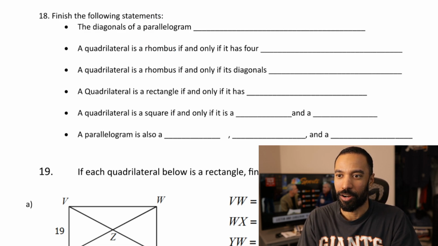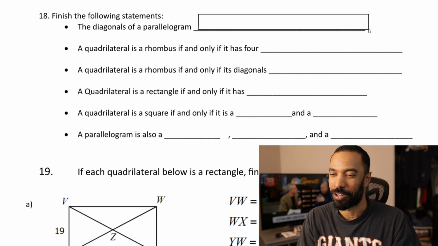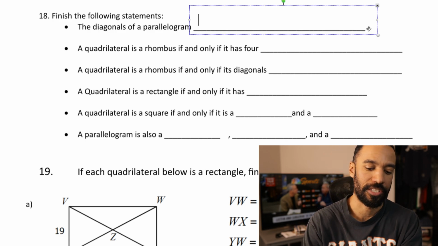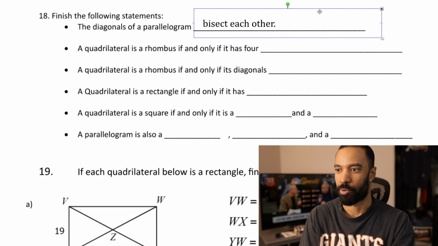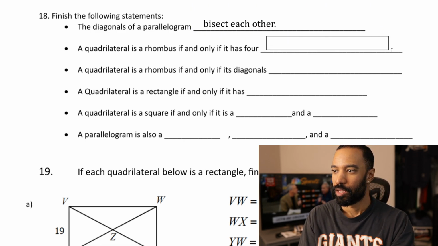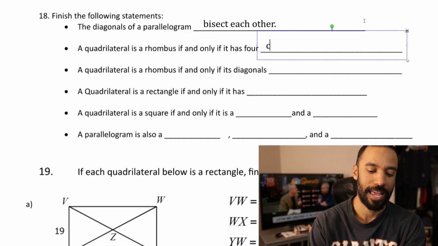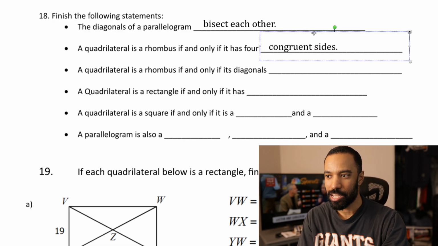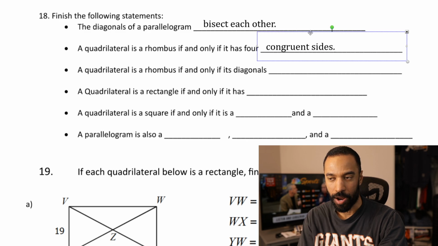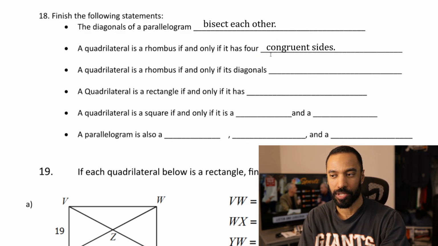All right, finish the following statements. The diagonals of a parallelogram bisect each other. I guess it's a properties-based thing. Okay, next one. A quadrilateral is a rhombus if and only if it has 4 congruent sides. So the if and only if statement says that any quadrilateral with 4 congruent sides is a rhombus, and any rhombus is a quadrilateral with 4 congruent sides.